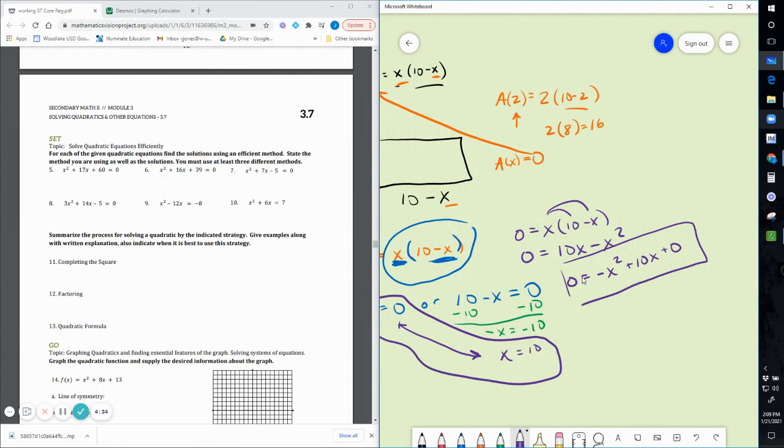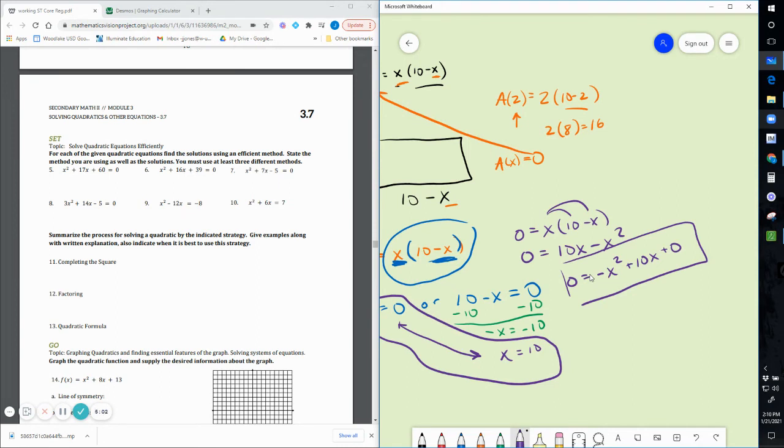All right, moving on to the set portion, it just says for each of the given quadratic equations, find the solution using an efficient method. So use whatever method you want. Remember that number 5 is already a standard form that equals 0. Number 10, for example, you have to subtract 7 from both sides so you can make it equal to 0. My suggestion is if you can factor it, go for it. If you can't factor it, then use quadratic formula.